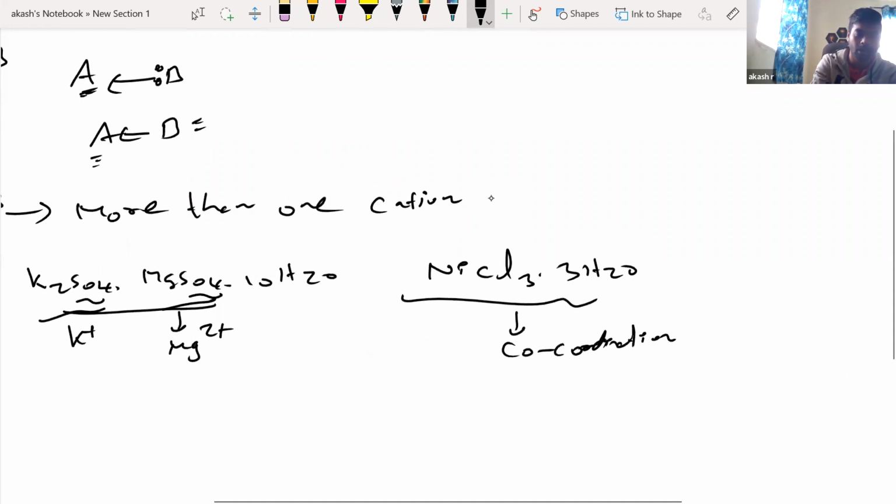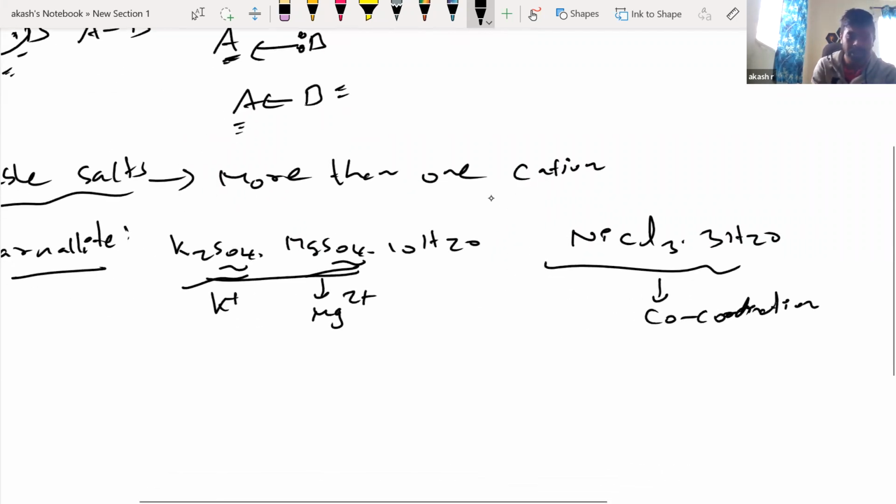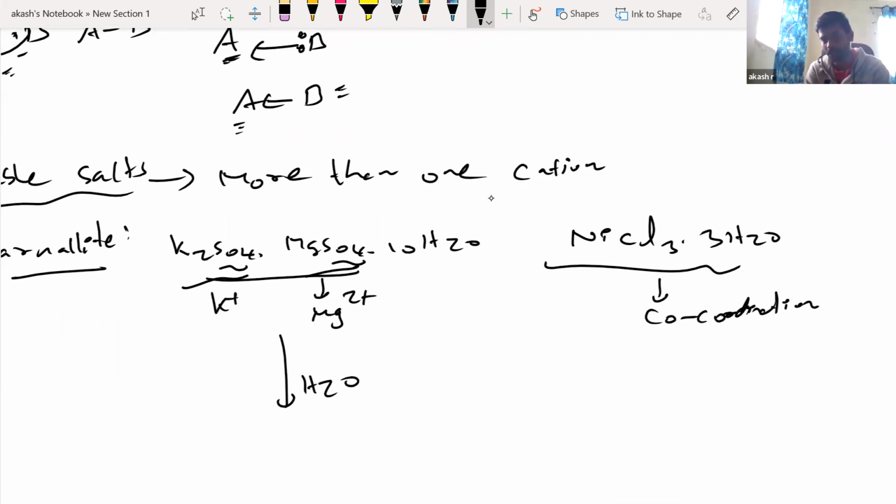So what you can do is, if I dissolve a double salt, for example Carnallite, in water, what they observed is they got K+ ions, Mg2+ ions, and SO4 2- ions. Obviously, those are the ions present here. You can easily understand that, right?